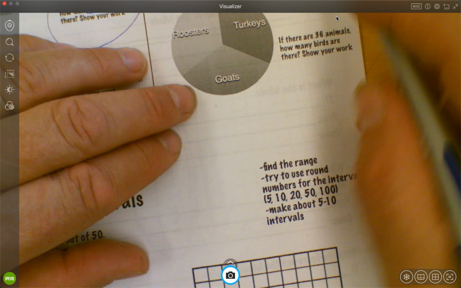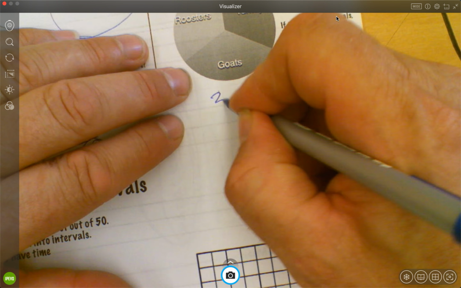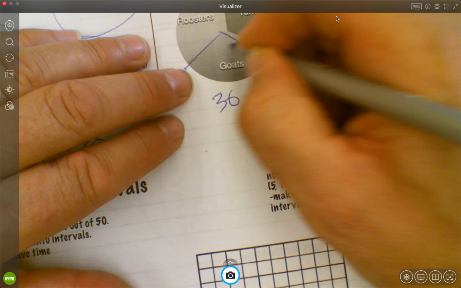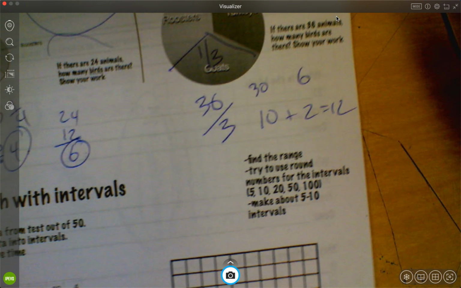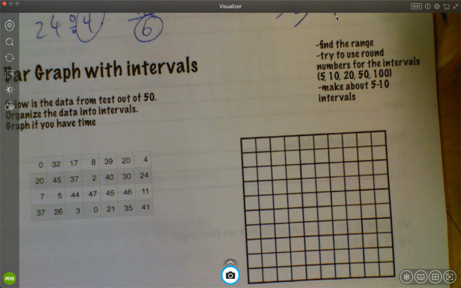Same thing over here. This time there's 36 animals. And this kind of idea is really 1/3. So 36 divided by 3. Let's take 36 and divide it up into 30 and 6. 30 divided by 3 is 10. 6 divided by 3 is 2. So the answer would be 12. That's one way of doing it. There's lots of other ways you could do it. So those are the kind of ways you would interpret that.